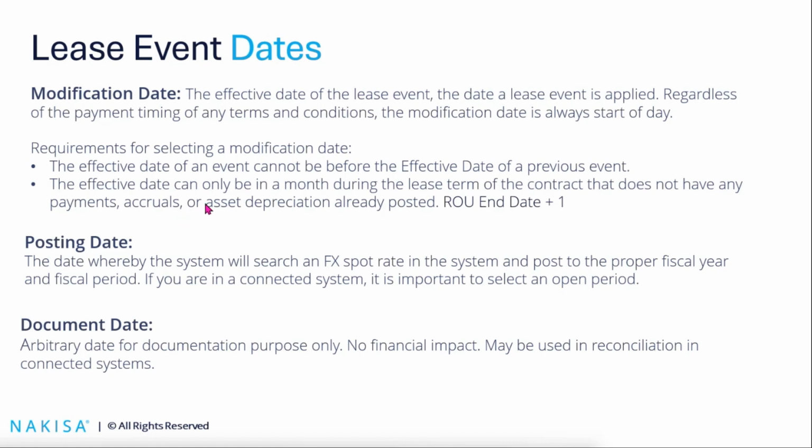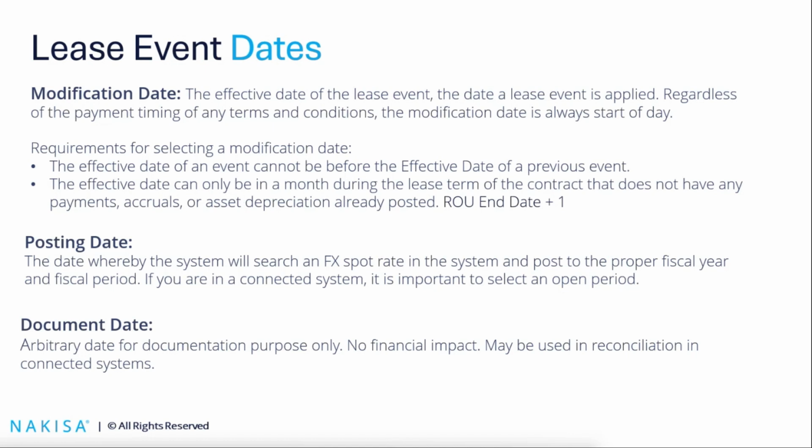The effective date can only be in a month during the lease term of the contract that does not have any postings done. I apologize for this, it's going to be in the next slide. So these are the two requirements for the modification date that needs to be input in this solution.